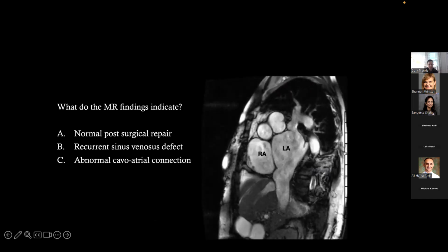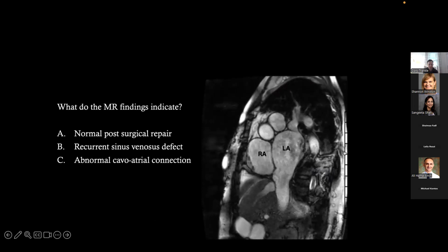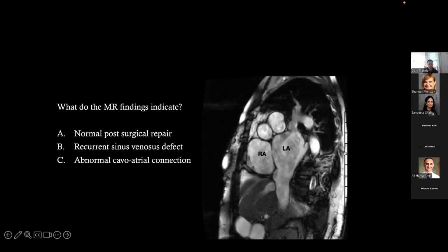What do the MR findings indicate in this image? Is it normal post-surgical repair? Is it a recurrent sinus venosus defect? Is it an abnormal cavo-atrial connection? What do you think?